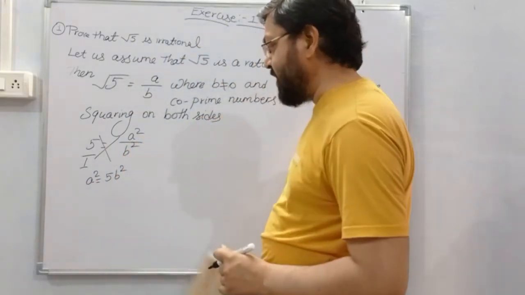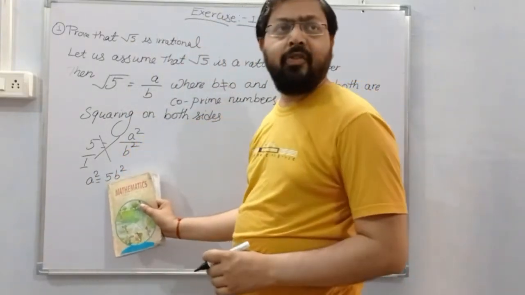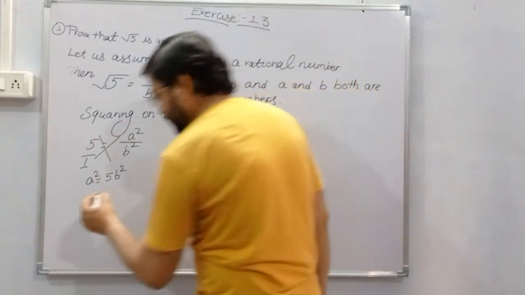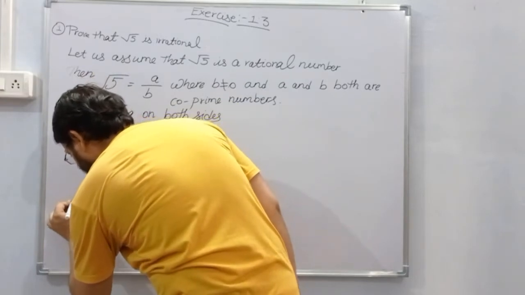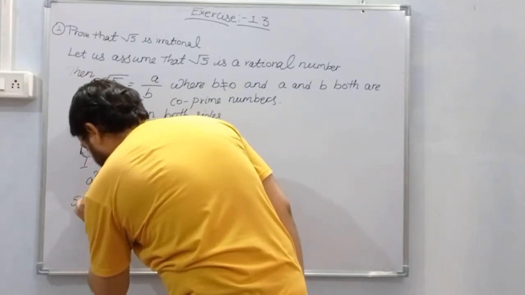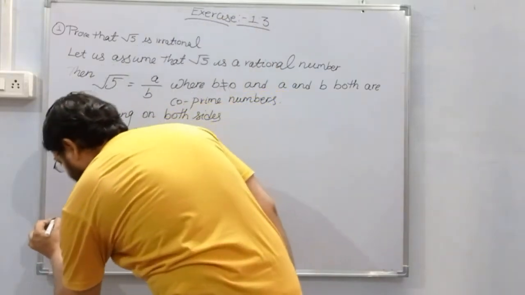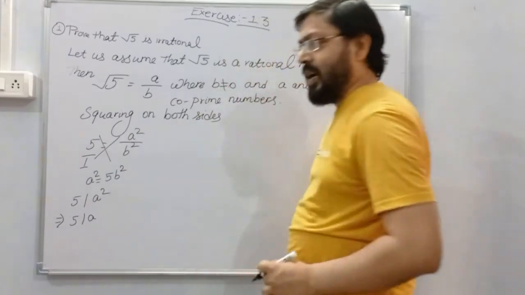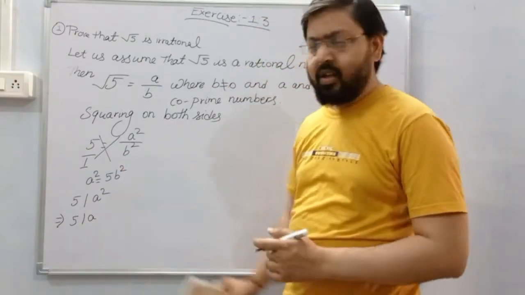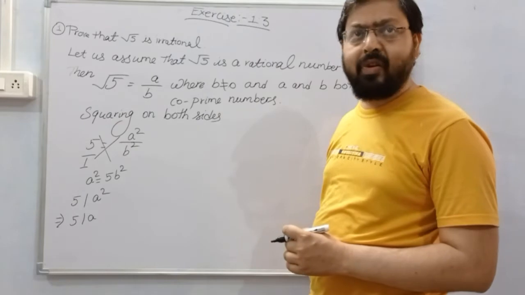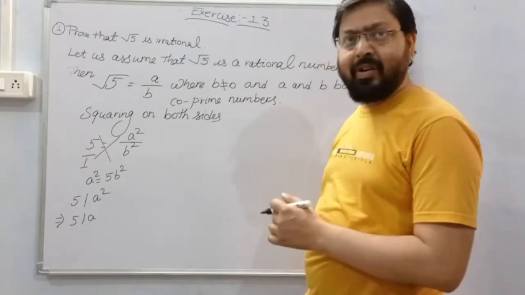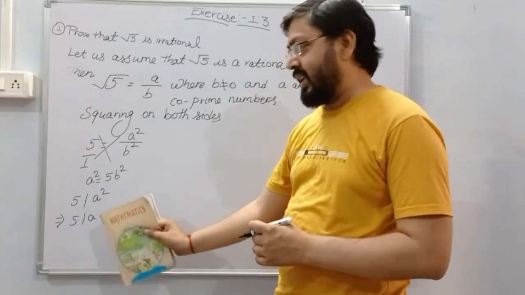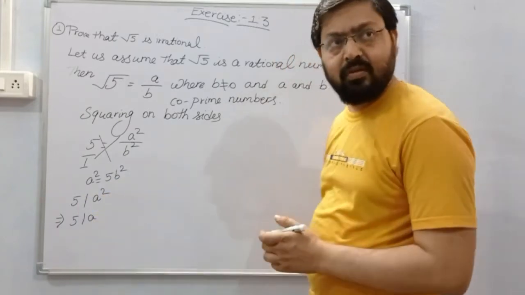Okay, it means a square is a multiple of 5, or we can say that 5 divides a square. If 5 divides a square, then 5 divides a, from the fundamental theorem of arithmetic. The fundamental theorem of arithmetic says that if a prime number divides the square of a number, then it divides that number also.